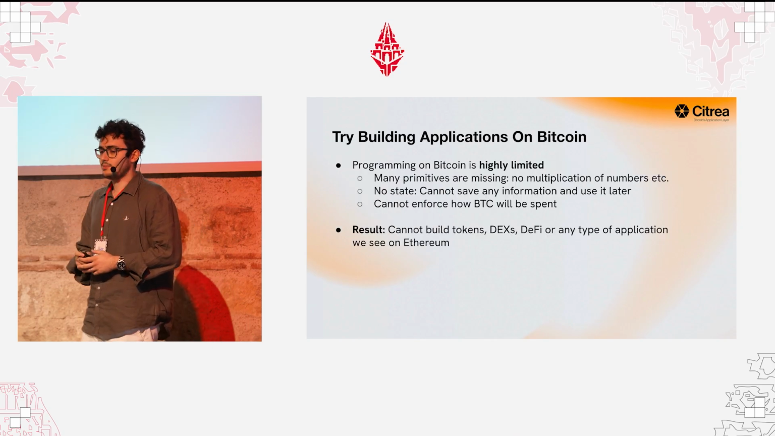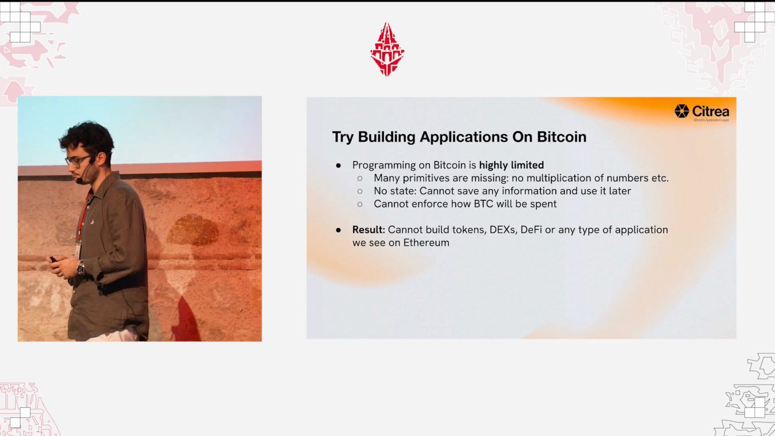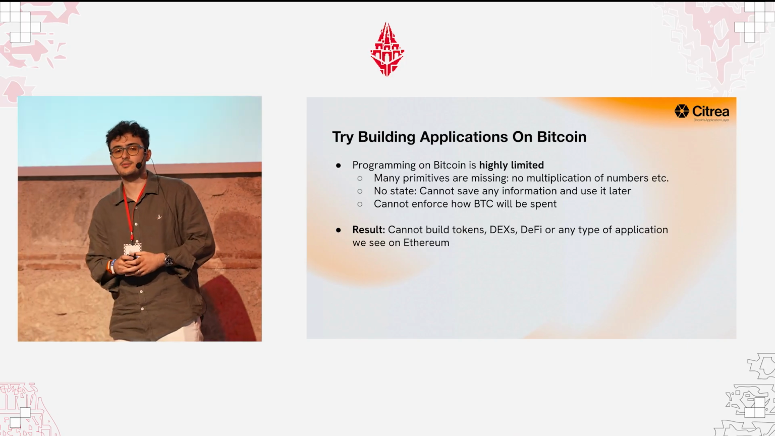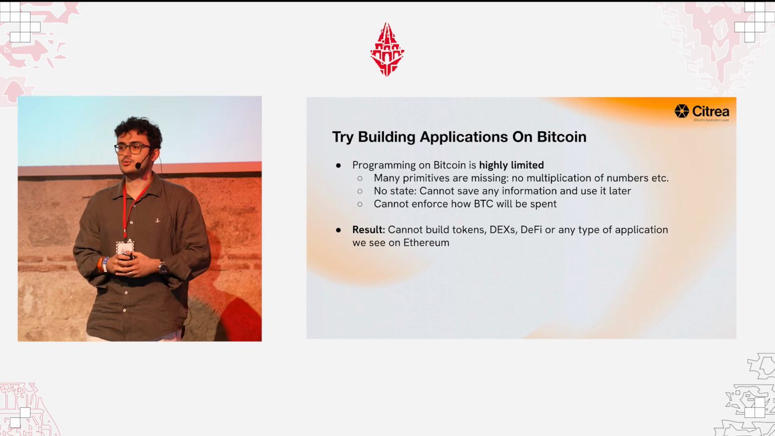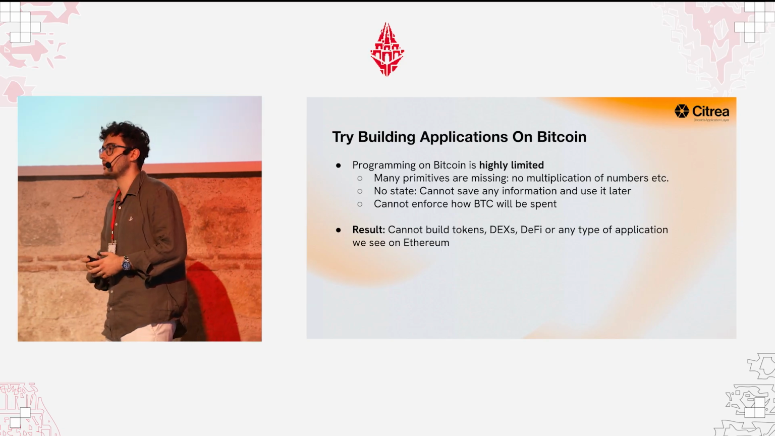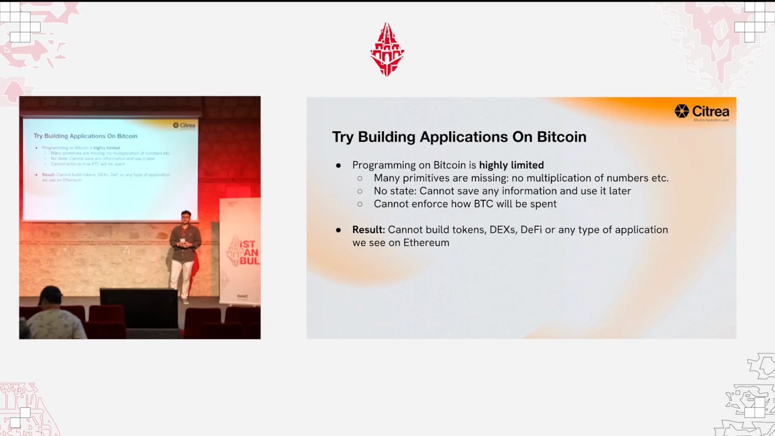But that's not really possible, and it's due to Bitcoin's programming being so limited. A lot of primitives that you can normally find in other programming languages or smart contract languages actually are missing. For example, you can add numbers, you can subtract numbers, but you cannot multiply two numbers. You cannot concatenate bytes. So a lot of primitives are missing there.